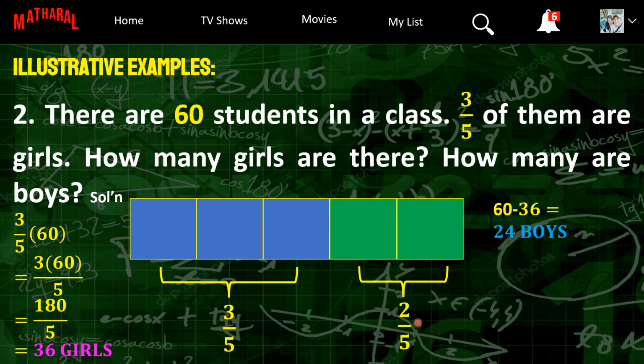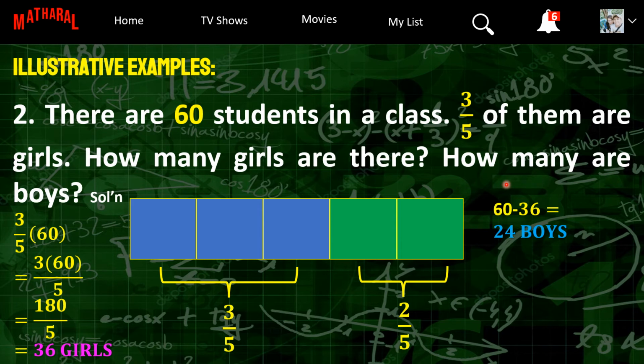So now, how can we find the particular number of girls inside the class, or the exact number of girls inside the class? So for our solution, we're going to multiply 3/5 to 60, as what we had here. So now 3 times 60 over 5. So 3 times 60 is 180, and you're going to divide it by 5. The number of girls inside the class with 60 students is 36 girls, and that represents 3/5 of the class with 60 students.